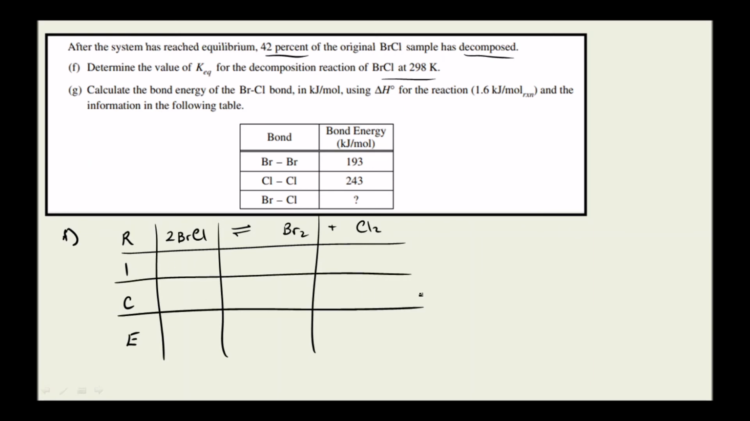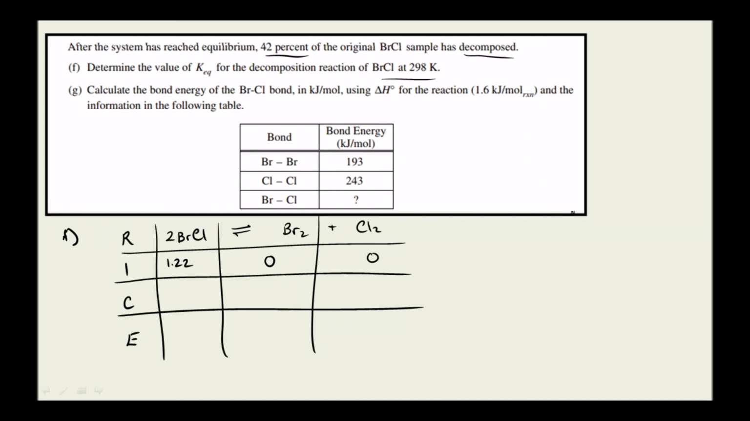So for I, we're going to use our initial conditions. We know from part D that initially, that is before equilibrium was established, all we had was BrCl gas. And we calculated the pressure of that gas to be 1.22. At that point, we had 0 of Br2 or Cl2.